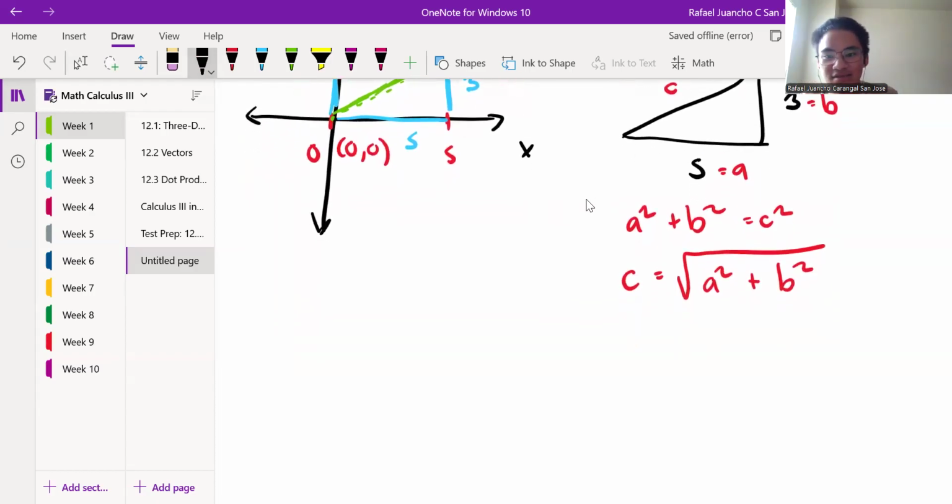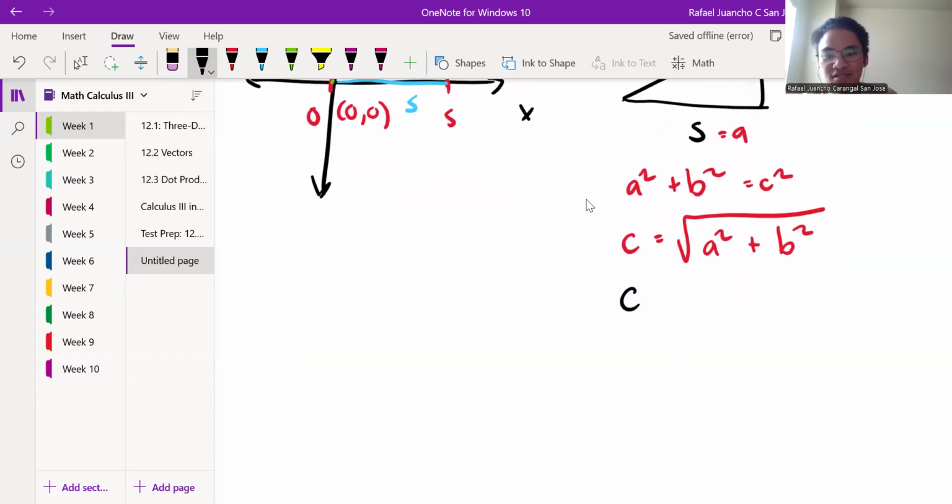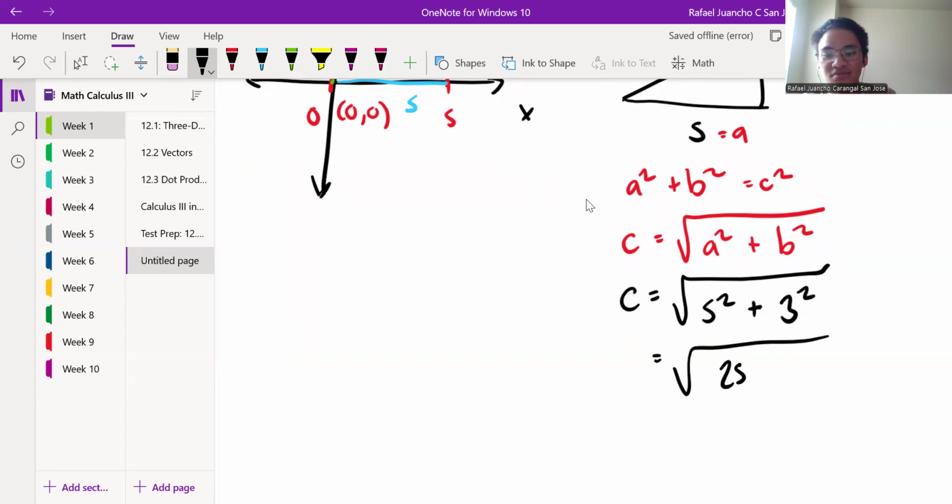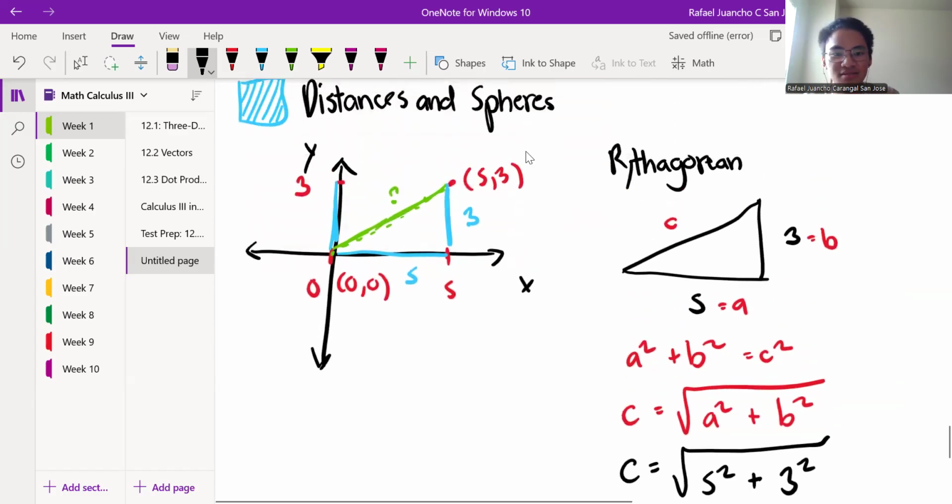So if we apply this, now we're trying to find C. Our A is 5, so 5 squared plus 3 squared, 25 plus 9. I'm going to admit I'm not good at arithmetic, so I'm going to calculate that. And that's square root of 34. So that means this is square root of 34. That's a number, right? So this is square root of 34.